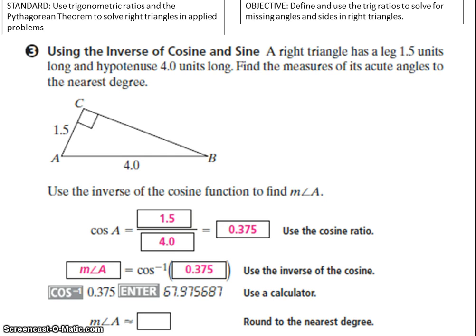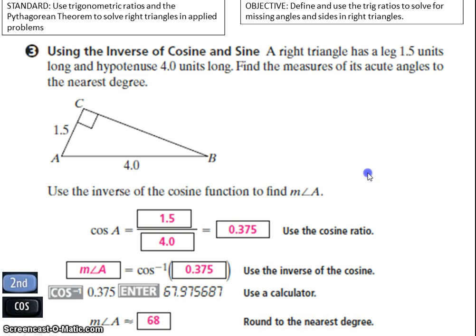Here's how you access this on the calculators. You're going to hit second and then cosine, and that will bring up the inverse cosine function, put in 0.375, and you'll get 67.975687, etc. So that means that the measure of angle A is about 68 degrees because we were rounding it to the nearest degree.